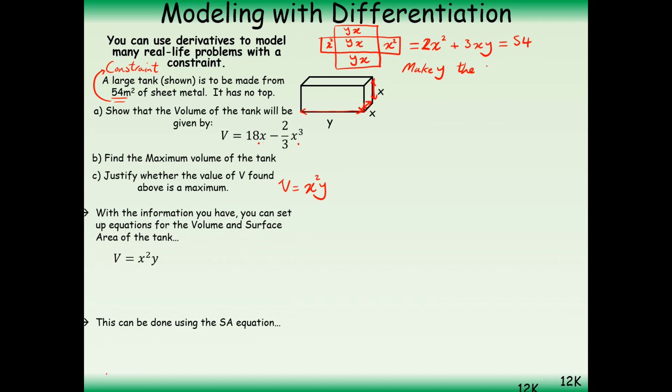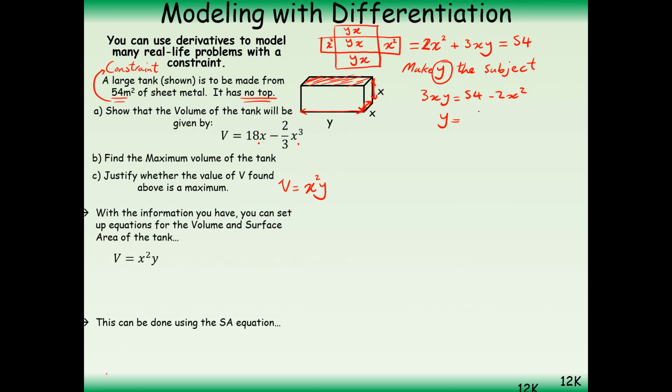So making y the subject of this formula. All right, let's do that. I purposely left the top. There should have been a 4yx, but it does say there is no top, so this is 3xy rather than 4. So making y the subject, that means that 3xy equals 54 minus 2x squared, and divide both sides by 3x.